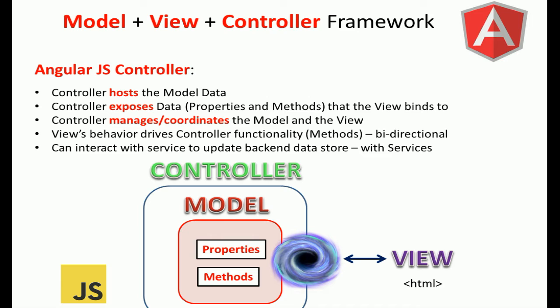As mentioned previously, the relationship between the view and the model is bidirectional, and hence the user's actions on the view can drive the controller's functionality by calling on the exposed methods. It is also worth mentioning now that the controller can be set up to interact with a backend data store. This can be accomplished with something called a service, which will be discussed in a later video.